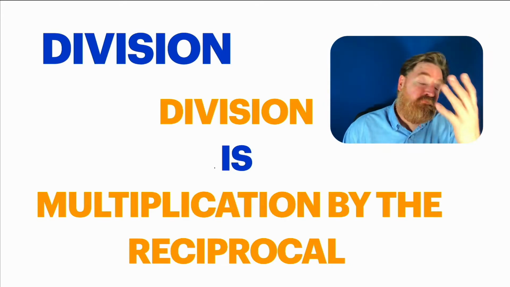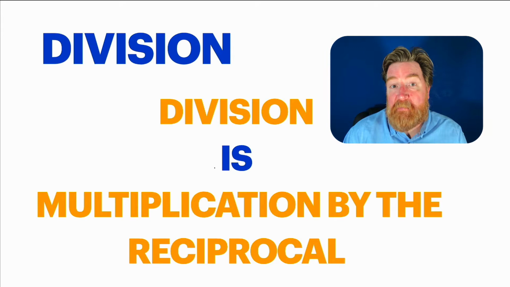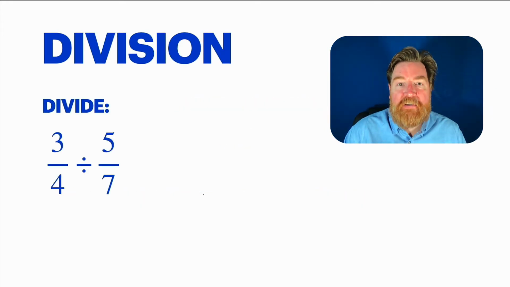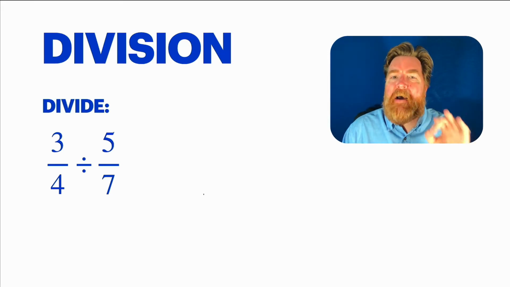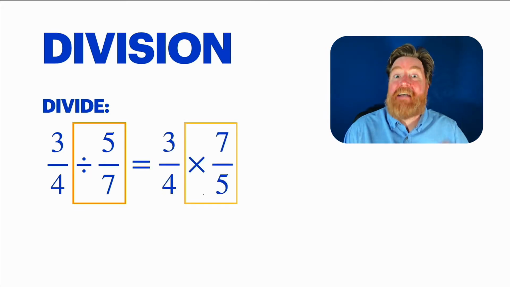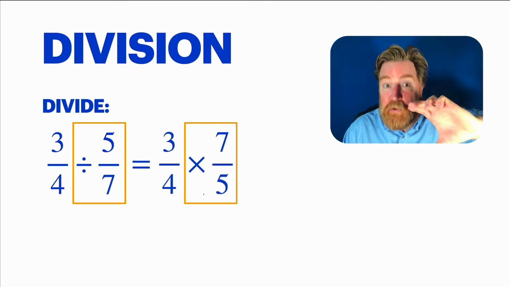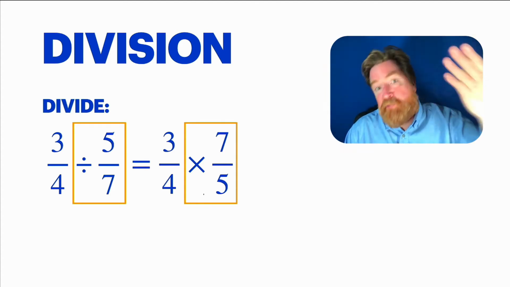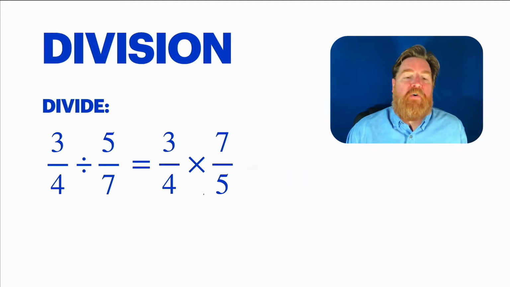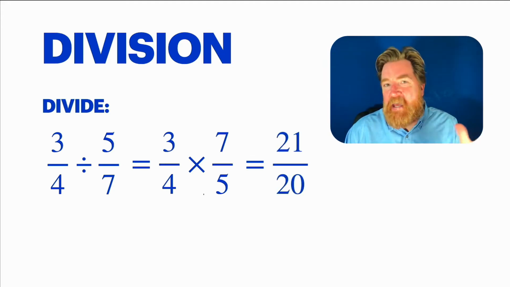Division is multiplication by the reciprocal. So what does that mean? Let's do some examples, and I think that'll be clearer. So let's say you want to do 3/4 divided by 5/7. So we're trying to divide by 5/7. Now that's the same, according to our definition, as multiplying by the reciprocal of 5/7, which is 7/5. And once you have that set up, we're good with multiplication straight across. So we get 21/20, game over.